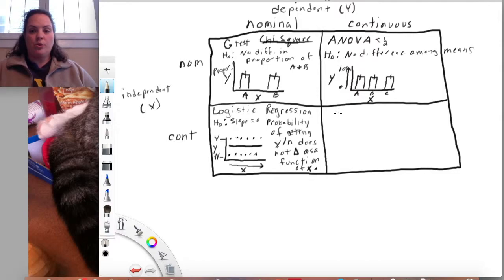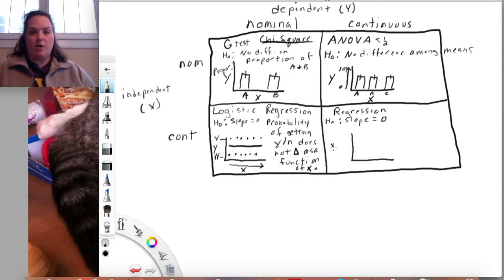So the last one we're going to look at is when we have a continuous dependent variable and a continuous independent variable, and we use a regression to analyze this type of thing. All right, so with a regression, very similar to our logistic regression, our null hypothesis is that our slope equals 0.